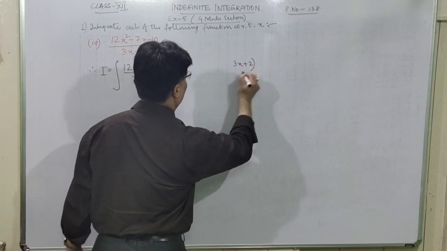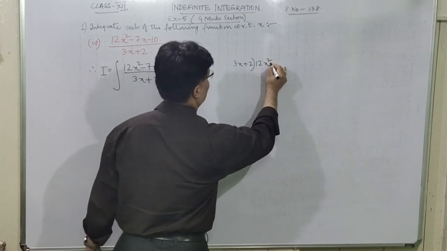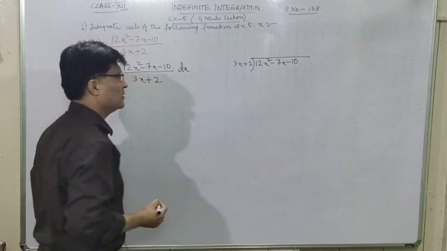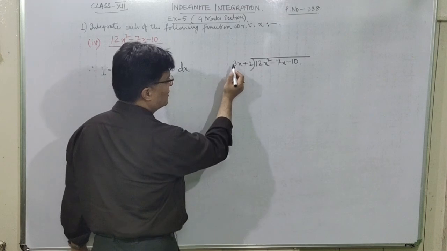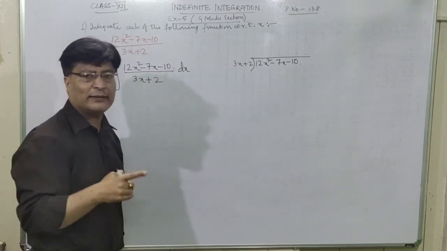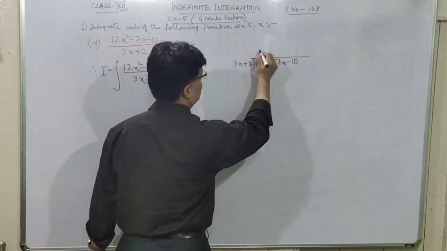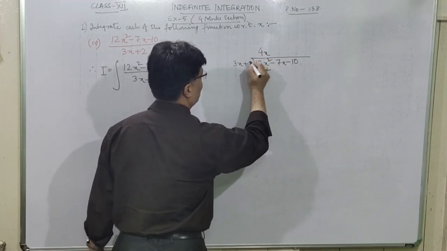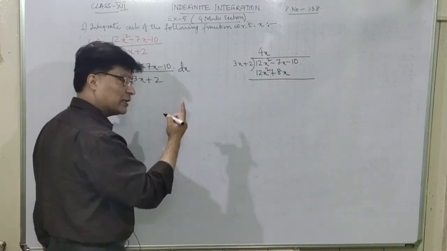So let us divide 12x square minus 7x minus 10 by 3x plus 2. Okay, so first we look at the 12x square and there is 3x. By which expression will you multiply 3x to get 12x square? That is your 4x, isn't it? If you multiply 3x by 4x, you will get 12x square. So it should be 4x. So 4 3s are 12, x into x square, plus 4 2s are 8x. Is that clear? Now we have to subtract it.